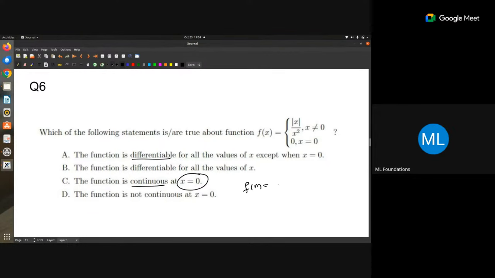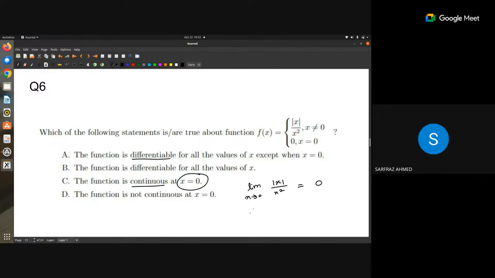So f of x is what? Mod x, it is already given. So the limit should be equal to what? 0, right? So this is an indeterminate form. What should I do? LHL and RHL. Minus x by x square. Sir, mod x equals minus x.